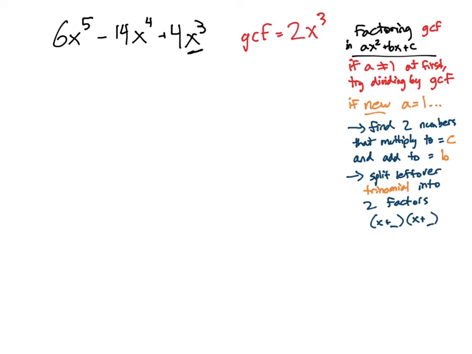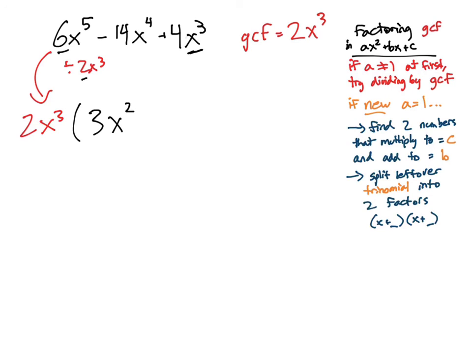Because x to the power of 4 is just x to the power of 3 with another copy of x multiplied into it, and x to the power of 5 is x to the power of 3 with 2 more copies of x multiplied into it. So if we divide everything by 2x to the power of 3, what we'll have left over is, from this first term, dividing those numbers, we get 3, and when we subtract the exponents on the common variable, we get 3x squared.